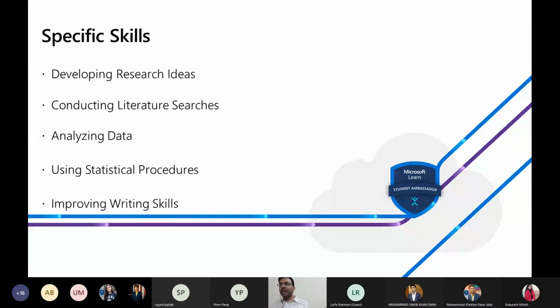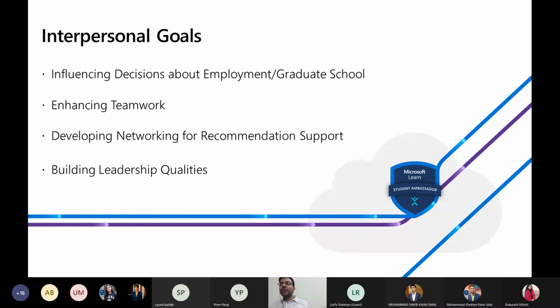The previous slide was about developing skills. But these are the things that you would like to achieve on a more personal level, and that's why I have called them interpersonal goals. Like, why are we pursuing an undergraduate program, for instance? So that we can find a job. That is an interpersonal goal. That is not a specific skill based goal.